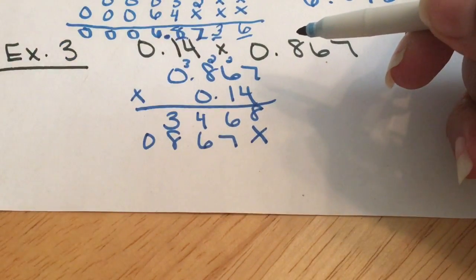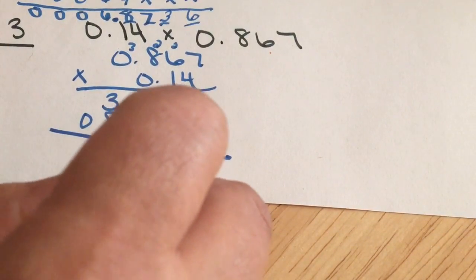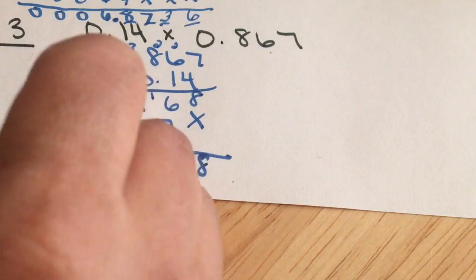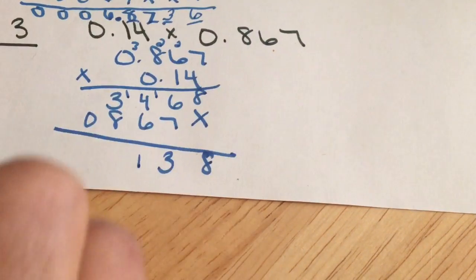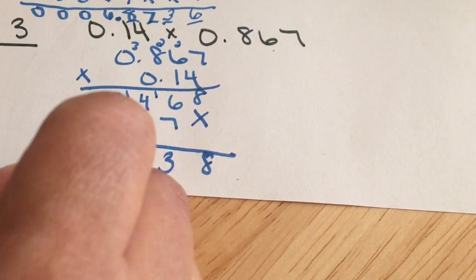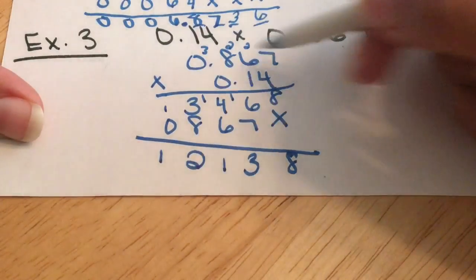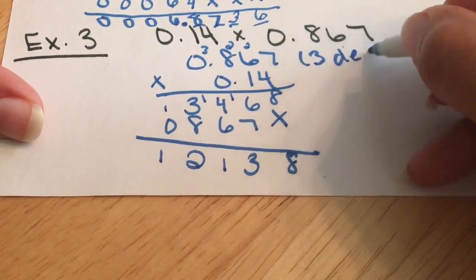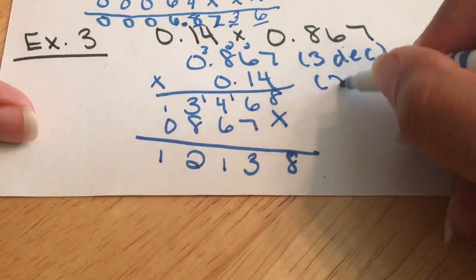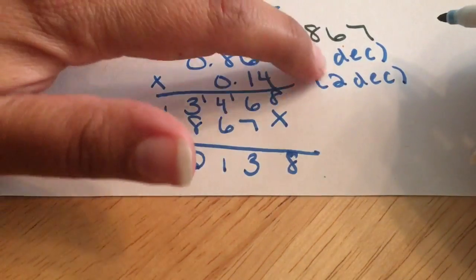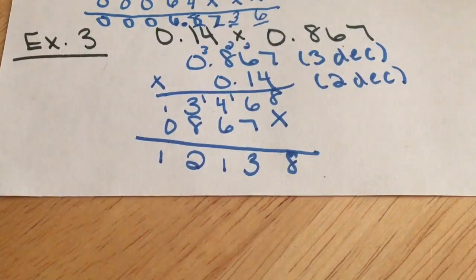But I do need my places. Oh, before I even do that, I guess I need to go ahead and add. So we have 8, 13, carry our 1, 11, 12, carry a 1. So now we need our places. I have 3 decimal places in my top number, 2 decimal places in my bottom number, which leaves me with a total of 5 decimal places.